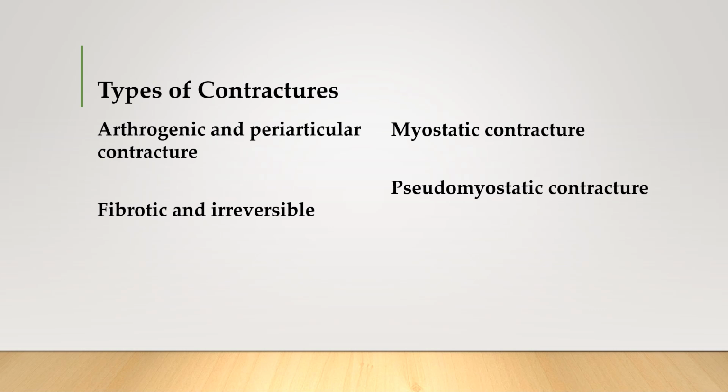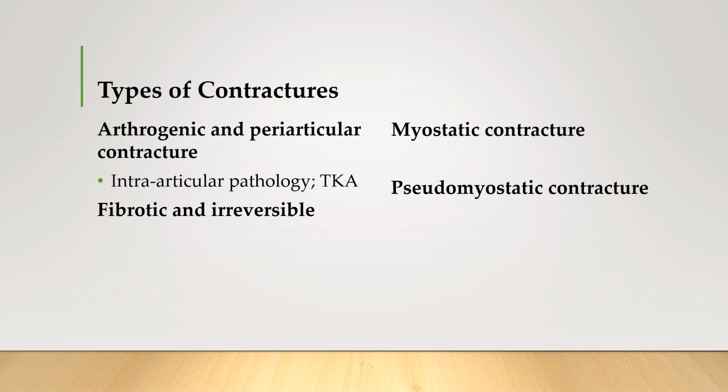You may want to start this slide. We're going to talk about different types of contractures. So the first one that we see here on this page is the arthrogenic and periarticular contracture. Basically, this comes from an intra-articular pathology. These changes may include adhesions, synovial proliferation, joint effusion, irregularities in articular cartilage, or osteophyte formation.